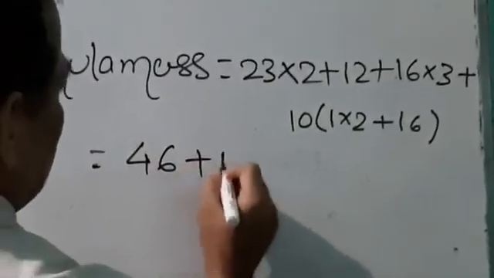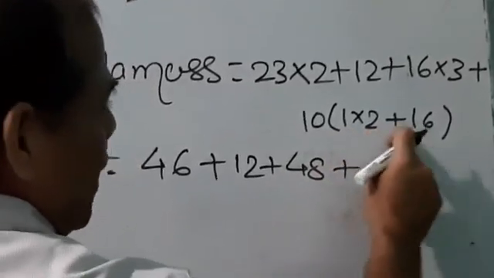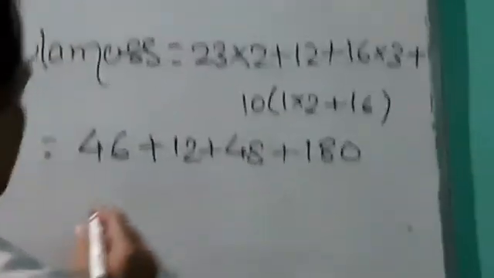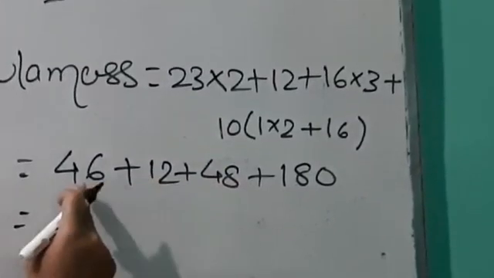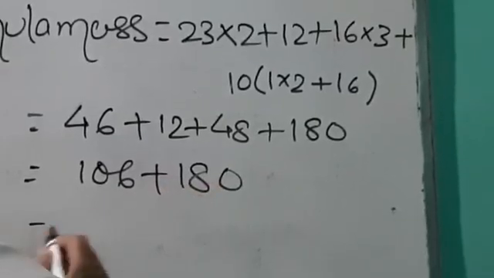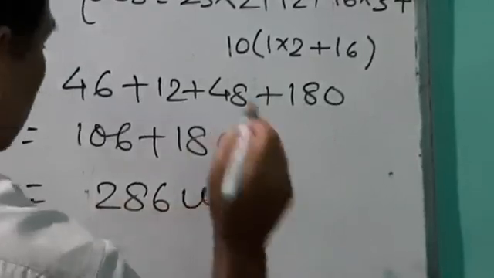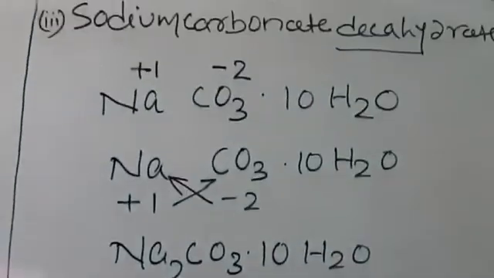So now 46 plus 12 plus 48 plus, 1 into 2 plus 16, 18. 18 tens are 180. Now 48 plus 12 is 60. 60 plus 46 is 106, plus 180, 286 U.